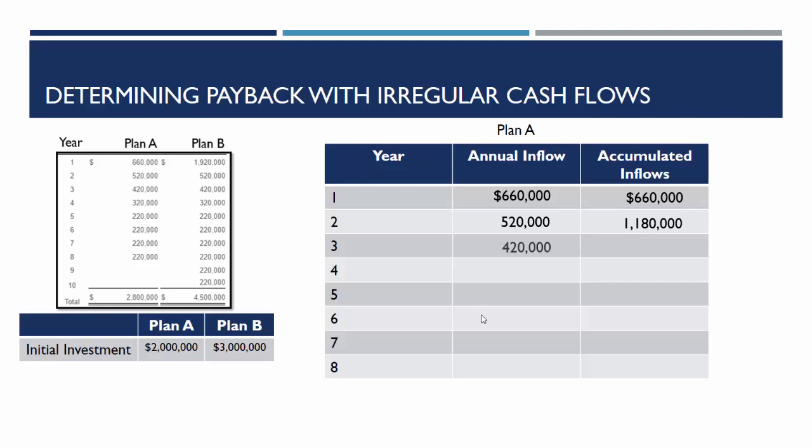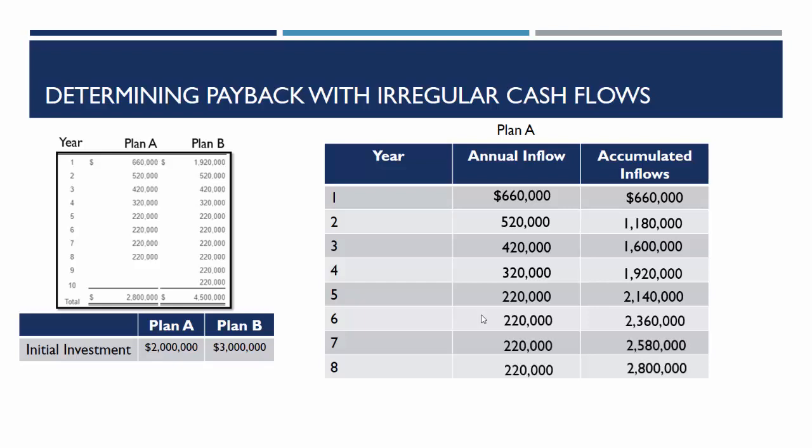$1,180,000. In year 3, we would have had another inflow of $420,000, bringing our accumulated inflows up to a total of $1.6 million. And in year 4, our table tells us that expected cash inflows are $320,000, which would increase our accumulated inflows to $1,920,000. And then we're going to have a series of 4 consecutive years of $220,000 in inflows, bringing our accumulated inflows up to $2.8 million.